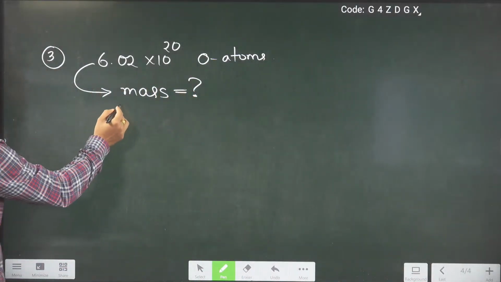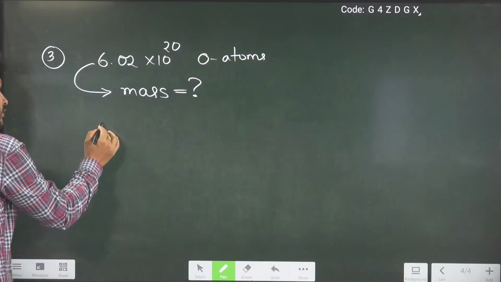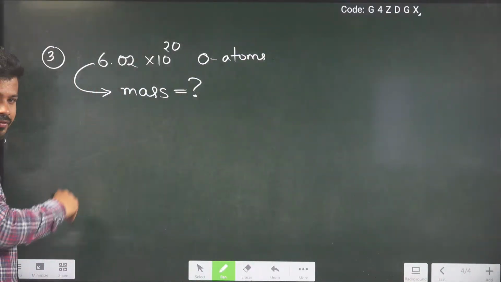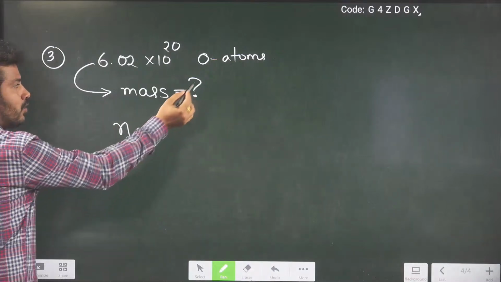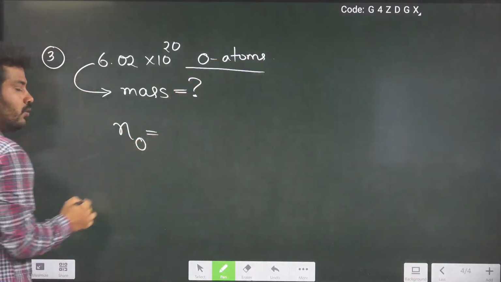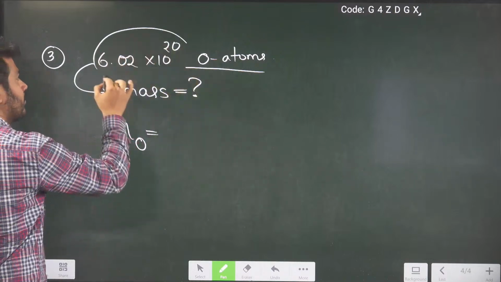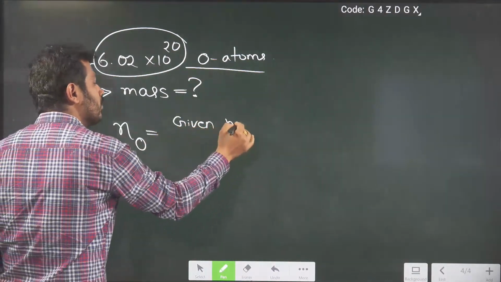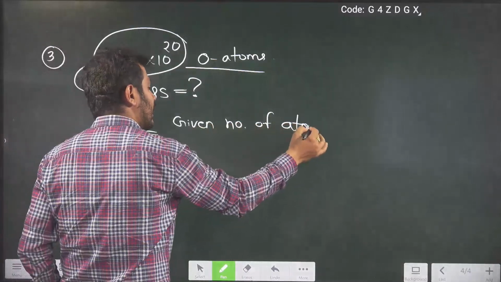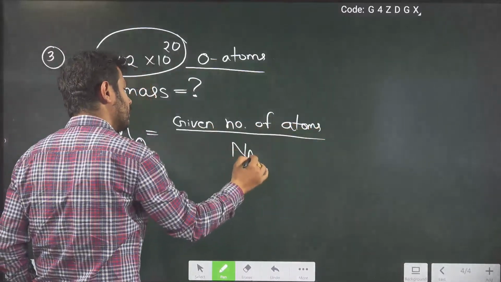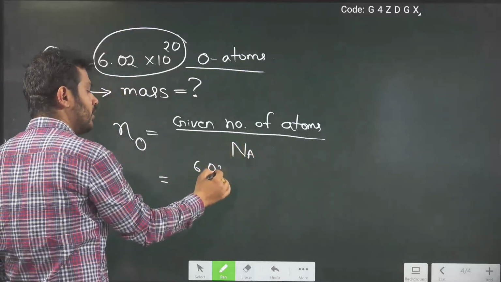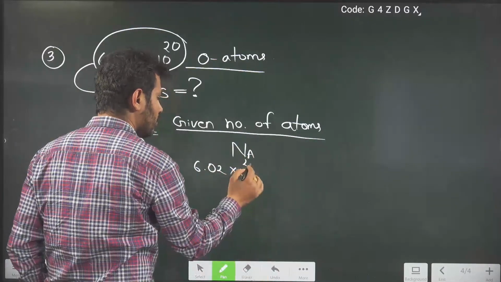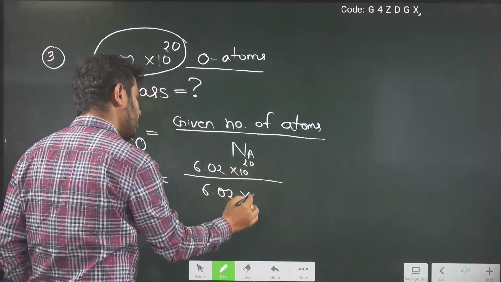Now you see, they are asking mass. So first of all, our main objective will be calculating the number of moles. Yes, Y map, I will discuss Y map after this. So the number of moles of oxygen atoms, because they are talking about oxygen atoms: they have not given the mass of oxygen, rather they have given the number of atoms of oxygen. So we know that number of moles is equal to given number of atoms or given number of molecules divided by Avogadro's number, which is equal to the given number of particles, 6.02 into 10 to the power of 20, divided by Avogadro's number, 6.02 into 10 to the power of 23.